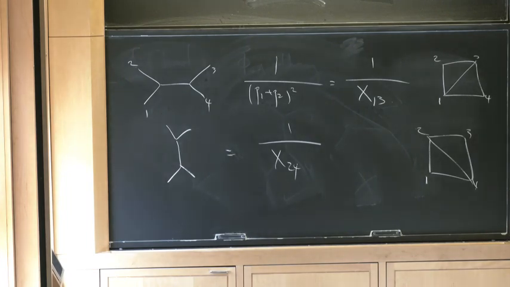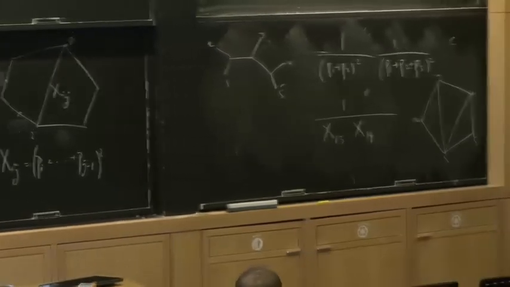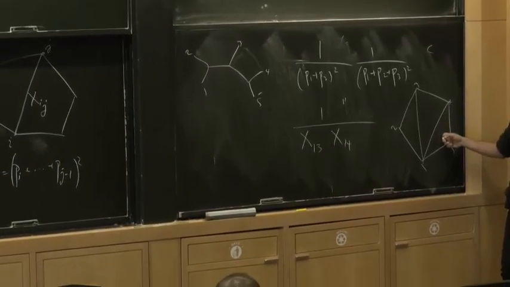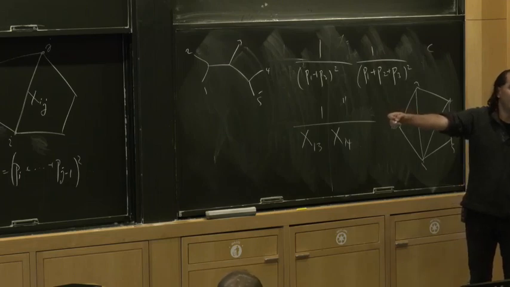At 5 points, I would have something like 1, 2, 3, 4, 5. So I'd write down 1 over (p1 + p2) squared, 1 over (p1 + p2 + p3) squared. But this is the same as 1 over X_{13} X_{14}. And here, if I record what I've done, I have this X_{13} and X_{14}. And it's not coincidental that I'm getting a triangulation of the pentagon. In fact, this triangulation of the pentagon is exactly the dual of the Feynman diagram that we're drawing anyway.